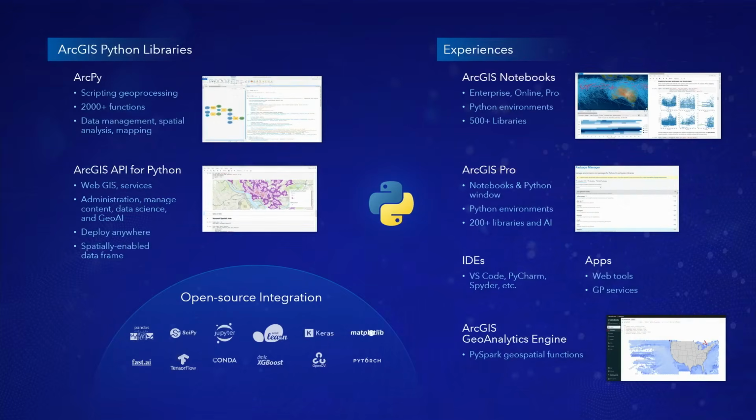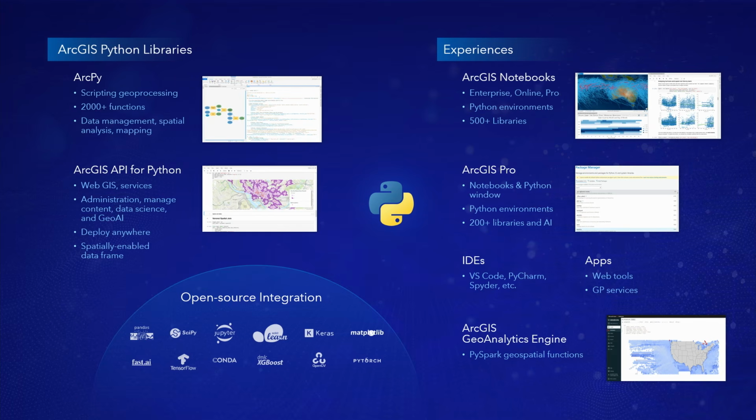And here's how. On the left, we have ArcGIS providing two primary Python libraries. ArcPy, giving you access to over 2,000 geoprocessing tool functions for data management, spatial analysis, mapping, and much more. And the ArcGIS API for Python for automating GIS workflows and incorporating GeoAI models, as well as interaction with open data science tools like Pandas and NumPy through a spatially enabled data frame.